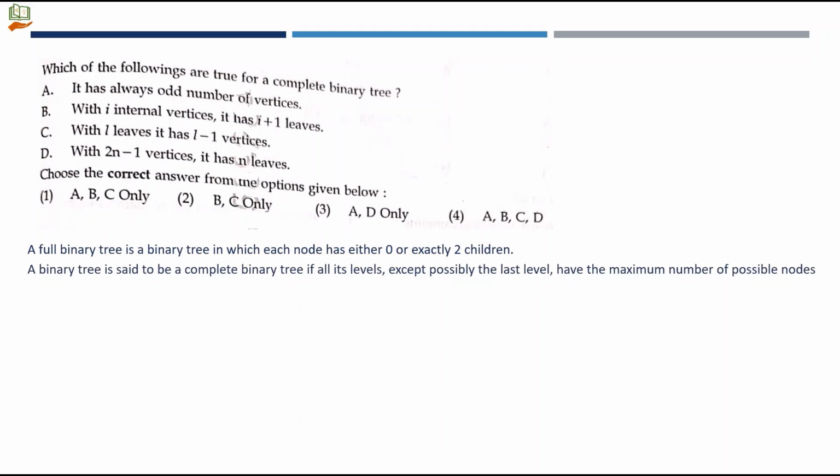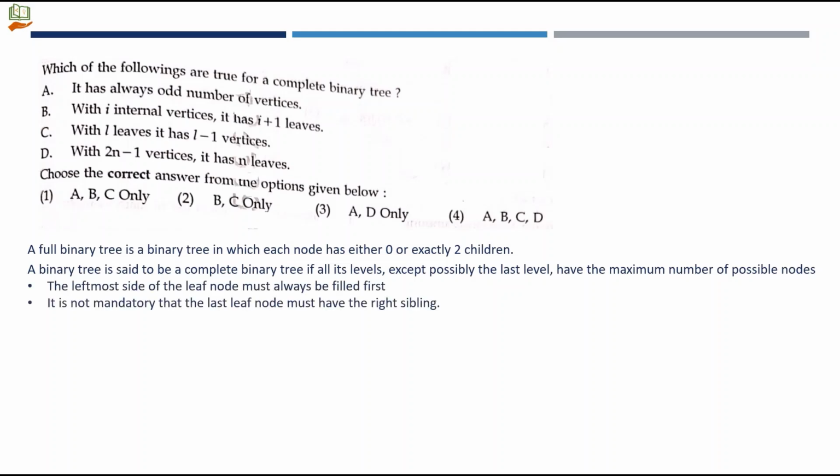What is a complete binary tree? A binary tree is said to be complete if at all levels except the last level they have the maximum number of possible nodes, and there are 2 specific conditions here. Whenever you start constructing a complete binary tree, the leftmost side of the leaf node must always be filled first. In case you have a diagram ending like this, a binary tree ending like this, it is wrong. It can end this way. It is not mandatory that the last leaf node must have the right sibling.